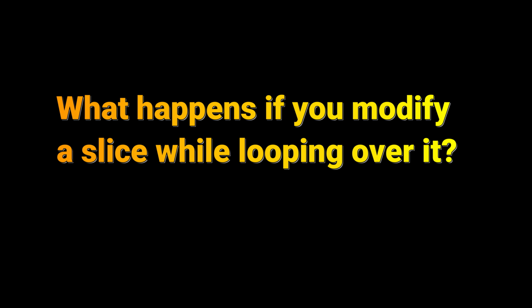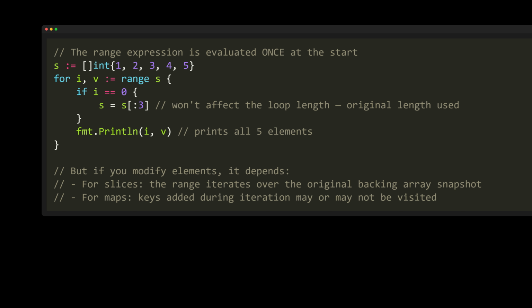What happens if you modify a slice while looping over it? The range expression is evaluated only once at the start of the loop, so if you change the slice itself, like taking a new slice from it, the loop still uses the original length. But if you change the elements themselves, it depends. For a slice, you are looking at the original array. For a map, new keys you add during the loop may or may not be visited.